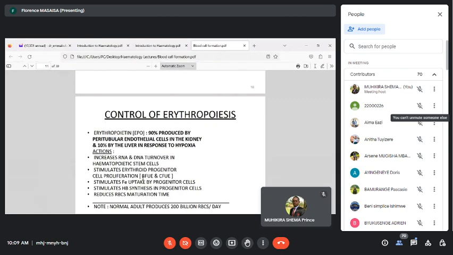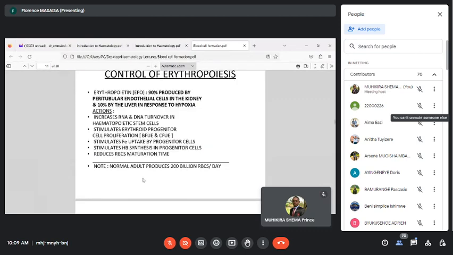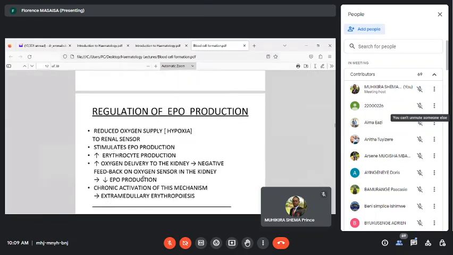That makes the initiation of erythropoiesis. A normal adult produces 200 billion red blood cells per day, meaning that if you don't have any related condition, you can bleed today and tomorrow you see how the bone marrow tries to compensate for the loss of blood, except if it is massive or uncontrolled bleeding.